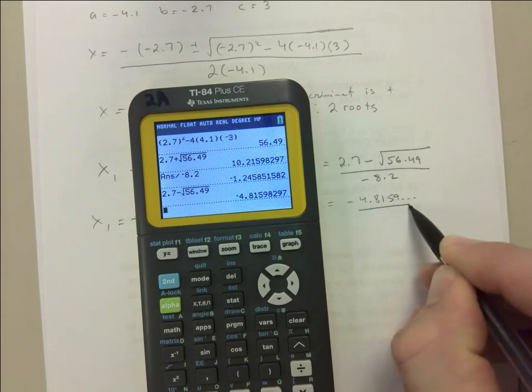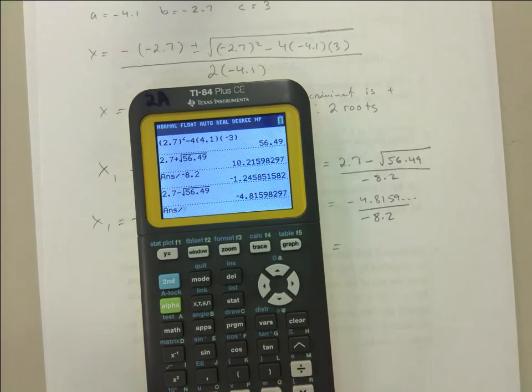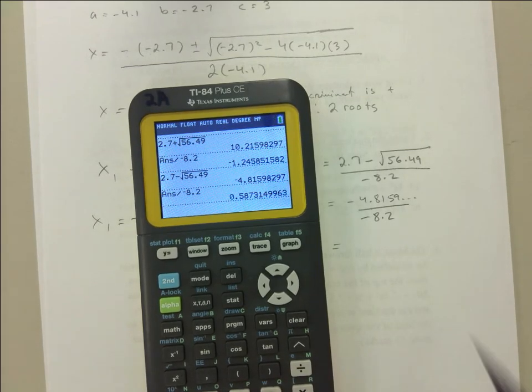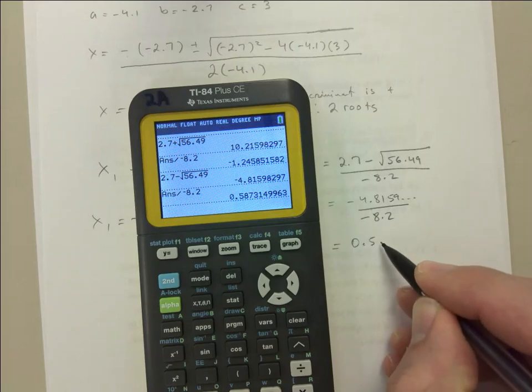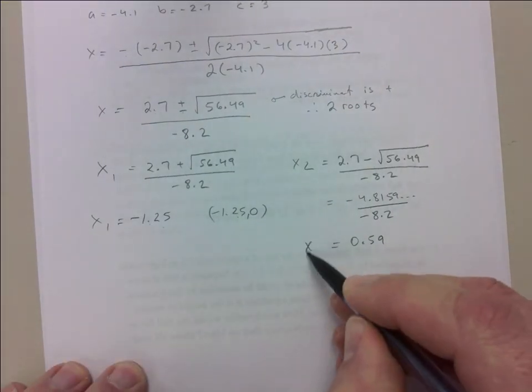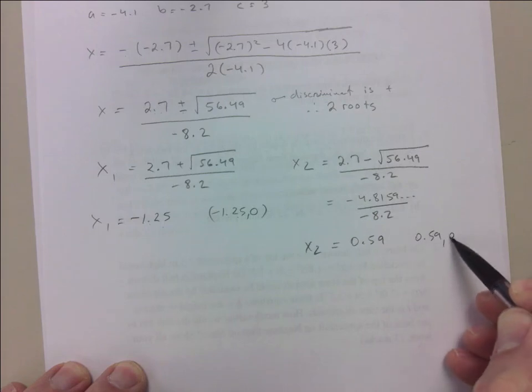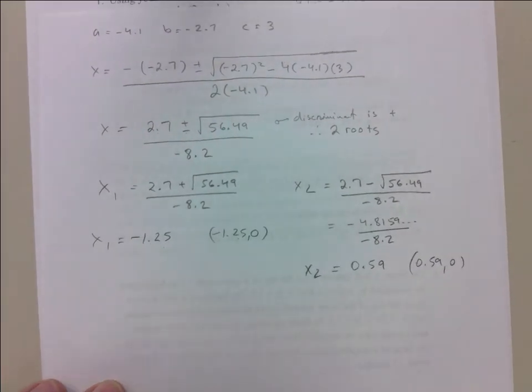4.8159 something divided by negative 8.2. So we're going to divide that by negative 8.2 to get a positive 0.59 is our second root. So 0.590.